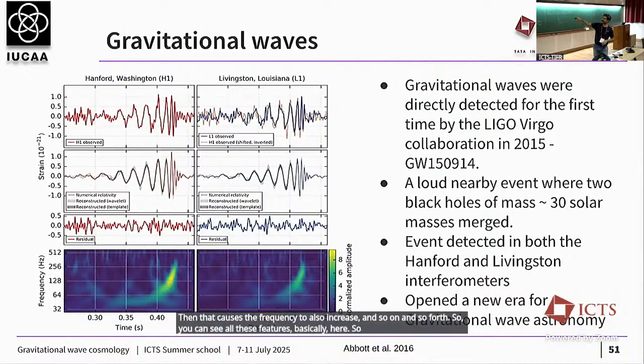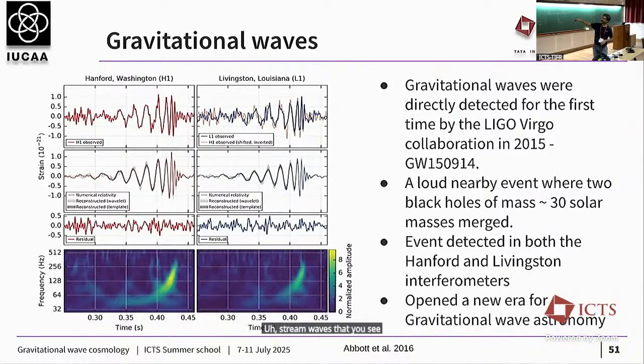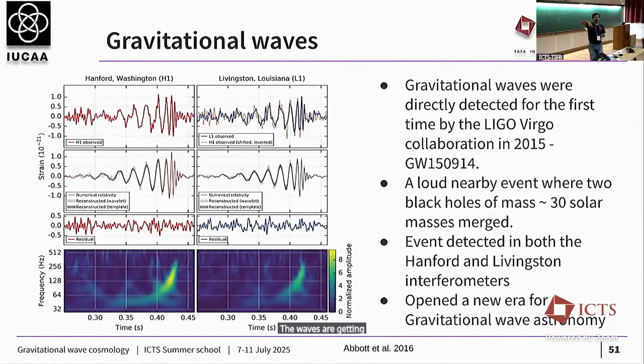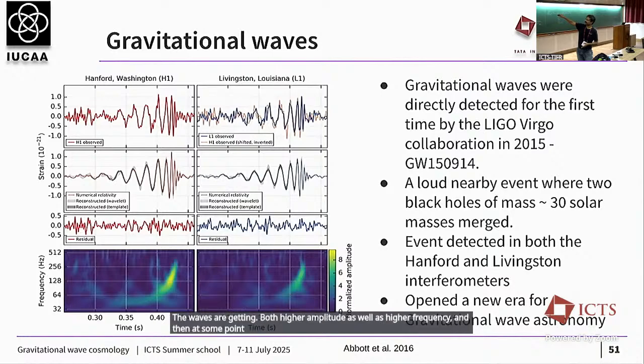So the frequency of these strain waves that you see, as a function of time, is also increasing. So it means that the waves are getting both higher amplitude as well as higher frequency. And then at some point they merge, and then you start to see something called a ring down of this black hole.